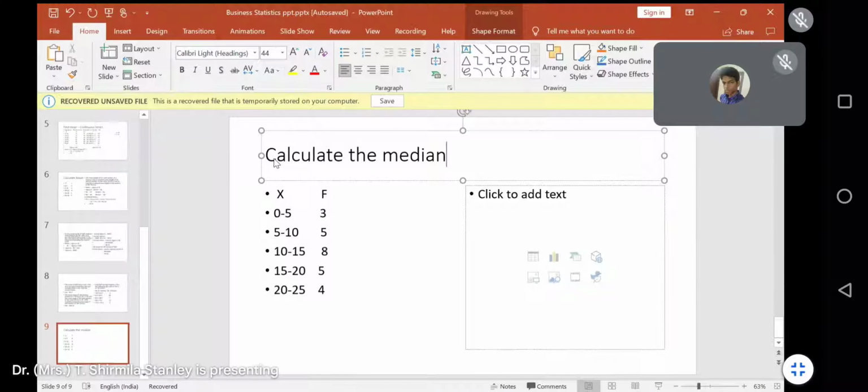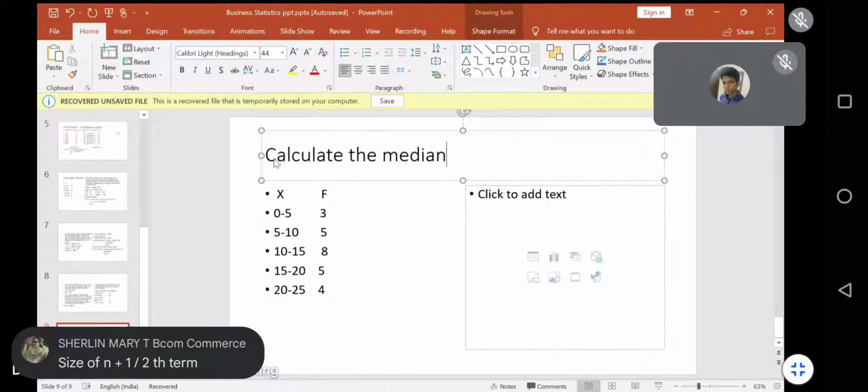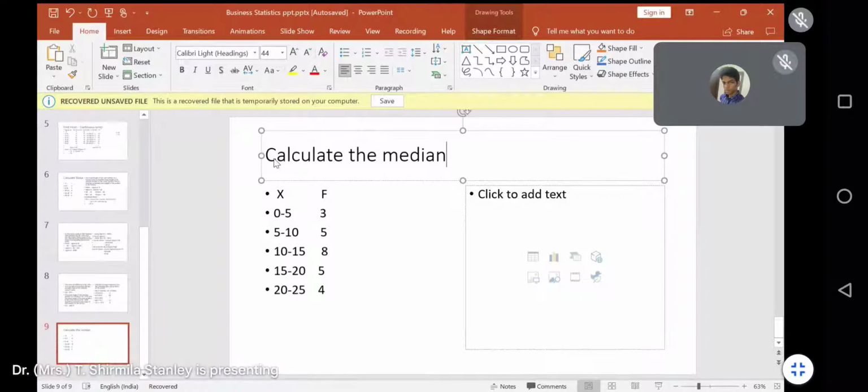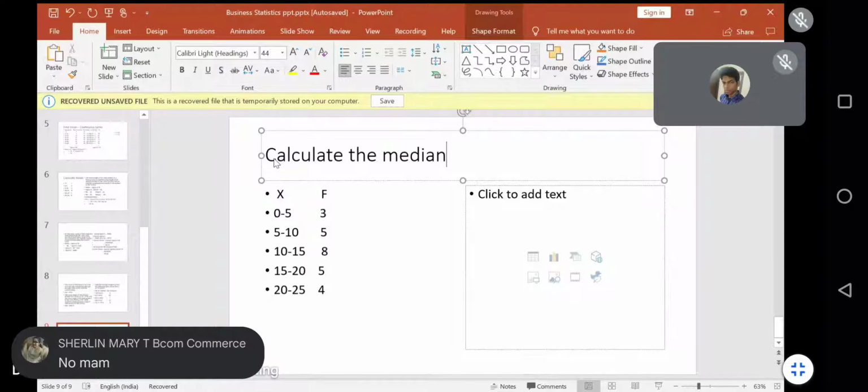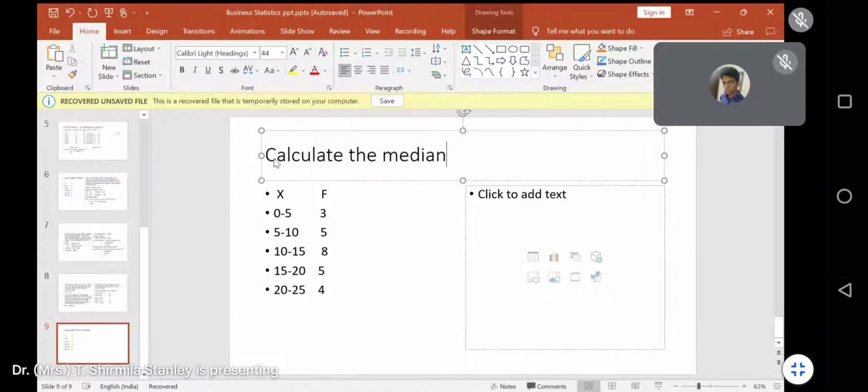And then what will be the initial formula that you will apply to locate the median class? Size of n plus 1 by 2. For continuous series, you do the same size of n plus 1 by 2. Then, how will you locate the median class?